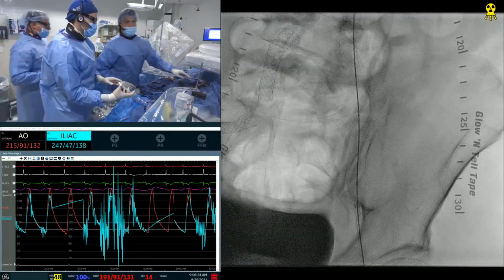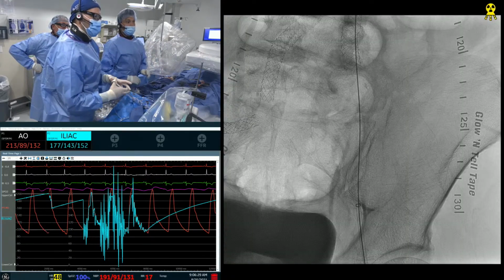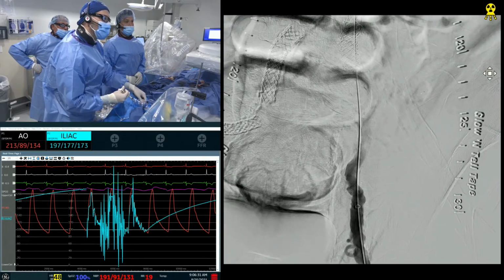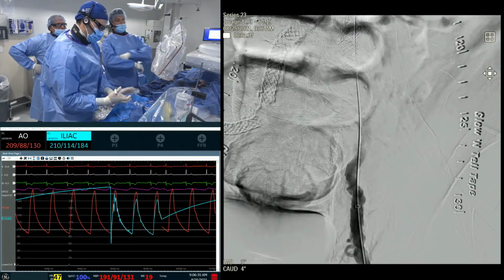So let's take a picture, and then let's see. Honestly, I'm not too crazy about doing anything right now. We got rid of like a 1,000 mm gradient, and this might be wire bias too. So I'm not doing anything here. You guys agree? I would not do anything.